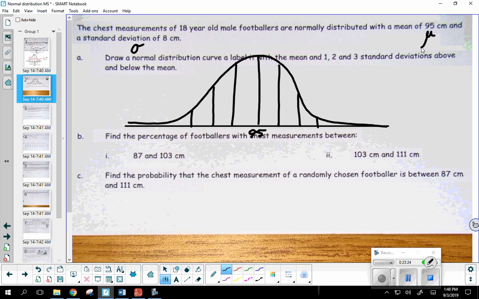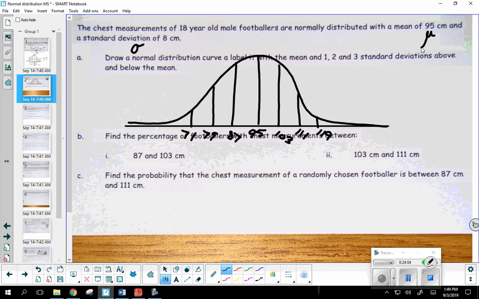Okay, 8 centimeters is my standard deviation. So for the markings above, I'm going to continually add that value, 8. So what's 95 plus 8? 103. Plus 8, 111. Plus 8, 119. Okay, and now let's go back the other way. I need 95 minus 8, 87. Minus 8, 79, and then 71. That's all it takes to create your normal distribution curve.